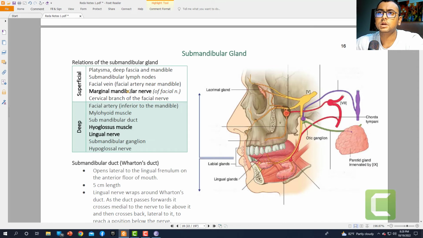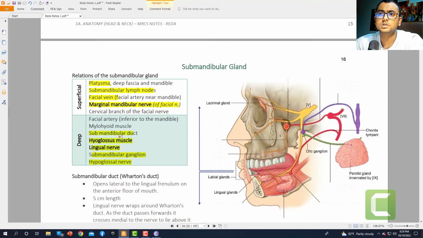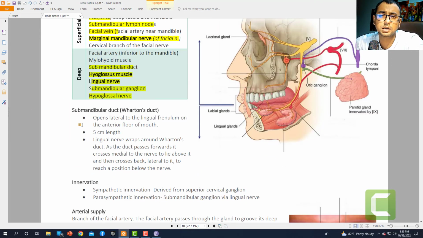Now the submandibular gland. Superficial to it are the platysma, submandibular lymph nodes, facial vein, and the marginal mandibular nerve. And deep are the submandibular duct, hyoglossus muscle, lingual nerve, submandibular ganglion, and hypoglossal nerve. The submandibular duct, that is Wharton's duct, opens lateral to the lingual frenulum in the anterior floor of the mouth. It is 5 cm in length, and the lingual nerve wraps around Wharton's duct.